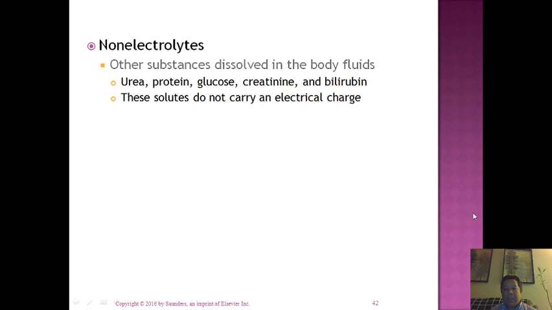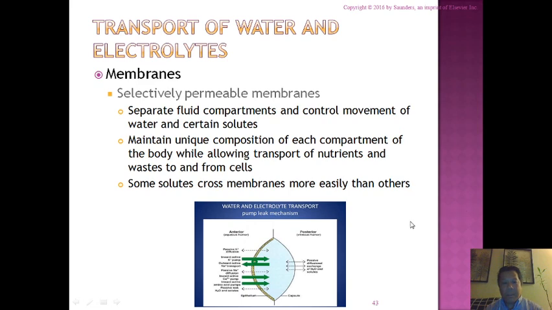Non-electrolytes: urea, protein, glucose, creatinine, and bilirubin. These solutes don't carry an electrical charge, but they are actually part of the dissolved substances of the fluid. So how do we transport water and electrolytes? How do we maintain normal fluid balance? Again, if you want to transport water and dissolved substances from one compartment to the other, then you need to use the water and of course the electrolytes.